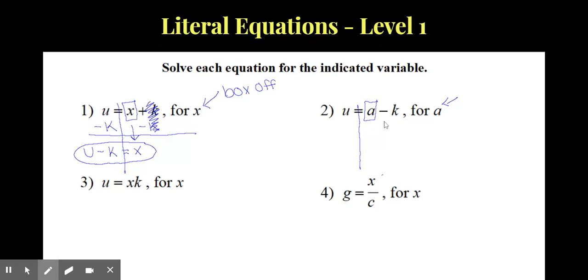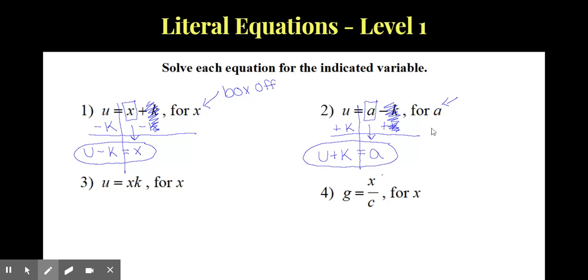Outside of the box, I see a negative k. How do I move negative k to the other side of the equation? Make it a positive, so we are going to add k to both sides. Negative k and positive k cancel because they are opposites, so I'm going to scratch those off. I'm going to drop down a equals. On the left-hand side, I have u plus k. I cannot combine those, so I just write them in the order that I see them. U plus k. And now that is the same equation as what I started with, except it is solved for a.